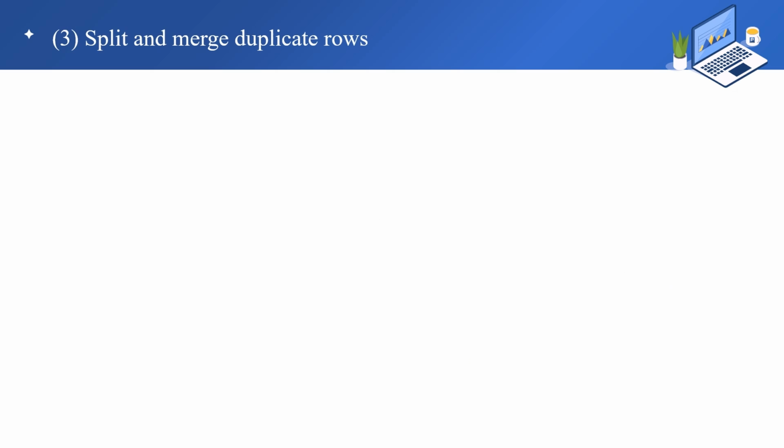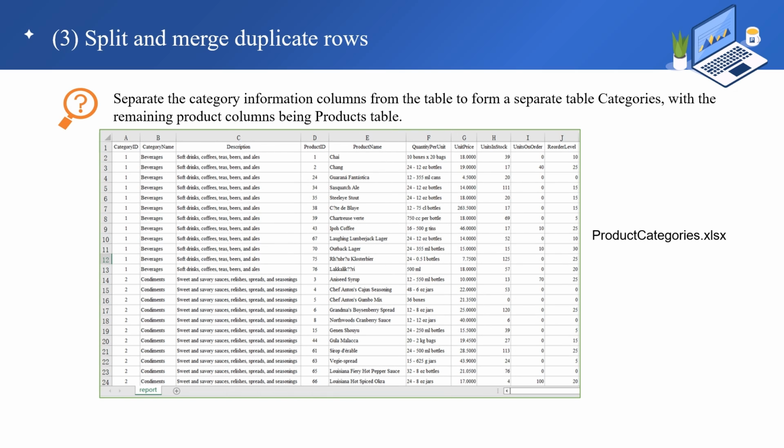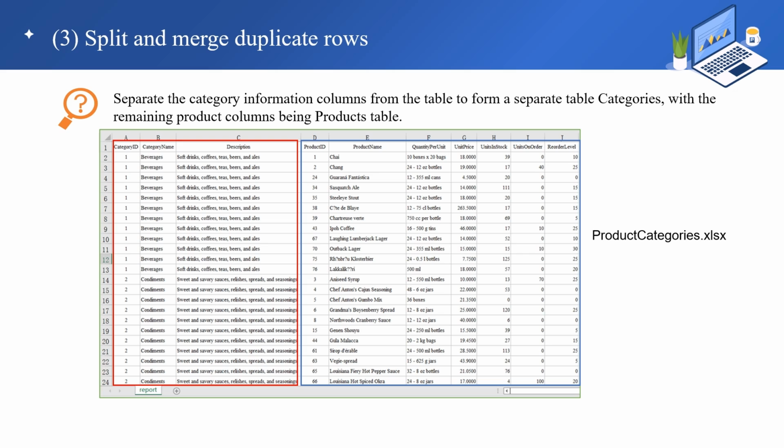3. Split and merge duplicate rows. There is a product data table which contains product category information, such as category ID, category name, and description. Now we need to separate the category information columns from the table to form a separate table called categories, with the remaining product columns being products table. Since there are many products under one category, there will be many duplicate category information in the split data which needs to be deduplicated.